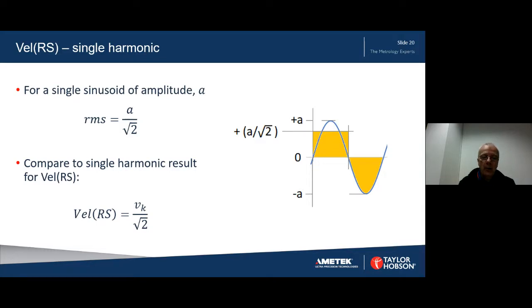If we compare this result with the VEL-RS calculation for a single harmonic, and remember that Vk is the velocity amplitude of the harmonic, it is immediately obvious that VEL-RS for a single harmonic is simply the RMS velocity amplitude of that harmonic.